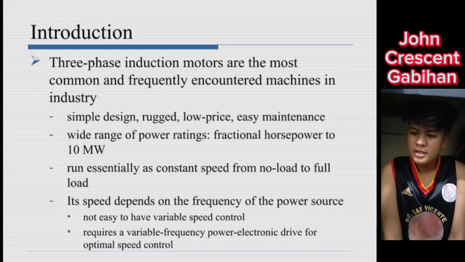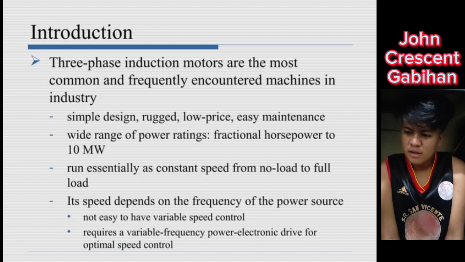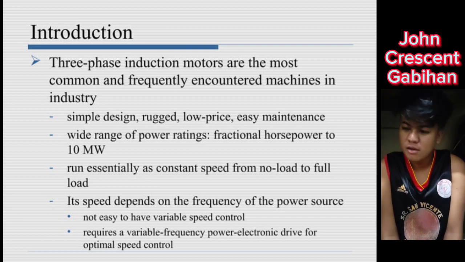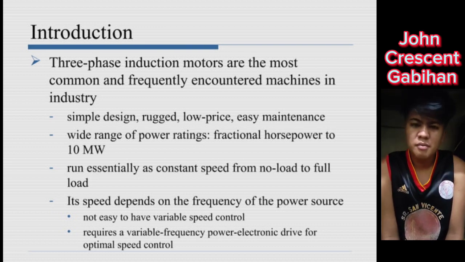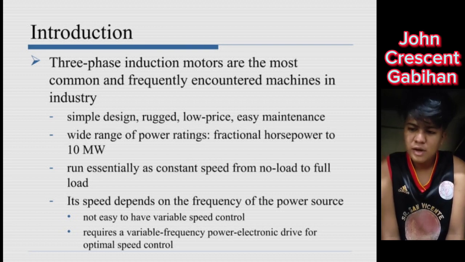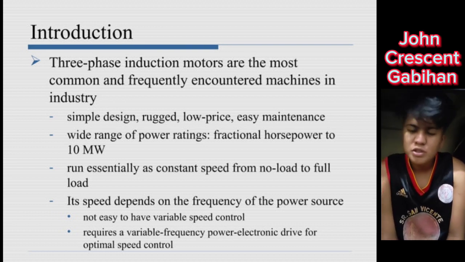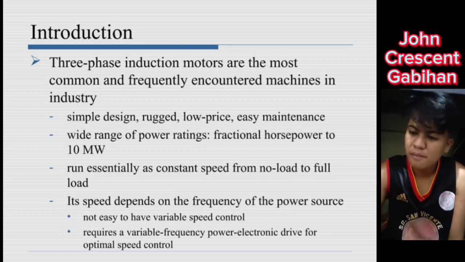Three-phase induction motors are the most common and frequently encountered machines in industry. Simple design, rugged, low price, easy maintenance. Wide range of power ratings, from fractional horsepower to 10 MW. They run essentially at constant speed from no load to full load. Its speed depends on the frequency of the power source. It is not easy to have variable speed control. It requires a variable frequency power electronic drive for optional speed control.